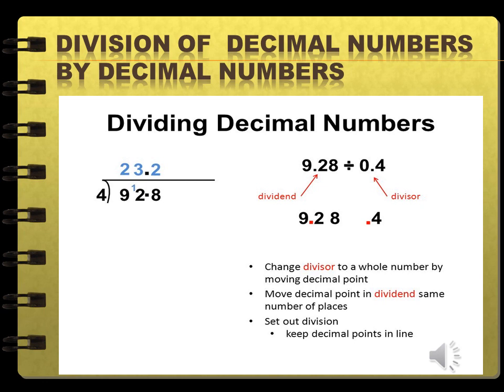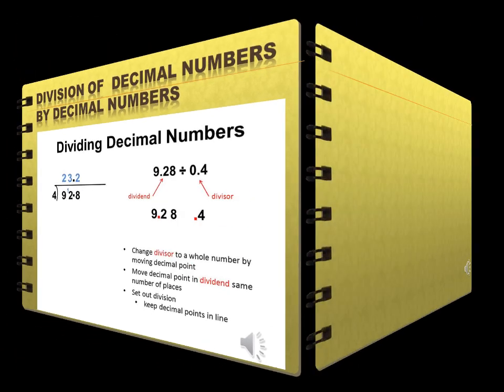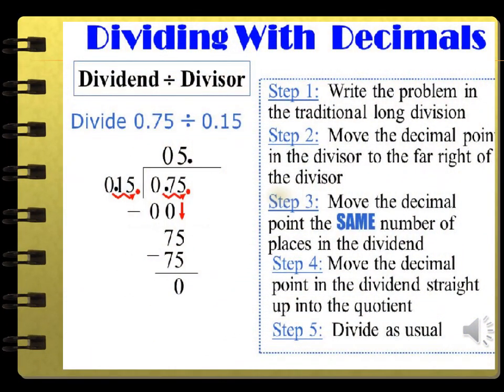I have given another example in the next slide so that you can practice the concept thoroughly. In this slide, you can see that 0.75 is the dividend and 0.15 is the divisor. So you need to get rid of the decimal point in the divisor. There are 2 digits after the decimal, so you will multiply both the numbers by 100. You will get 75 as the dividend and 15 as the divisor. Now perform your regular division method and you will be able to find the answer.